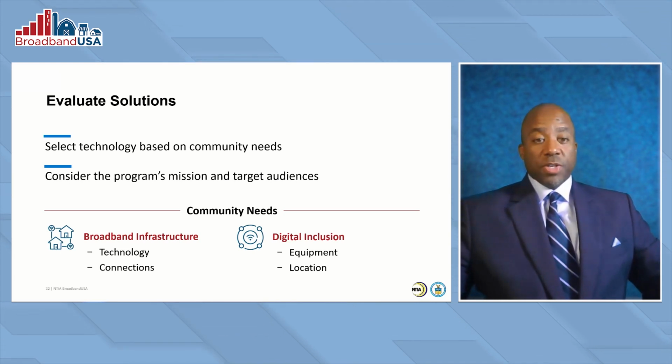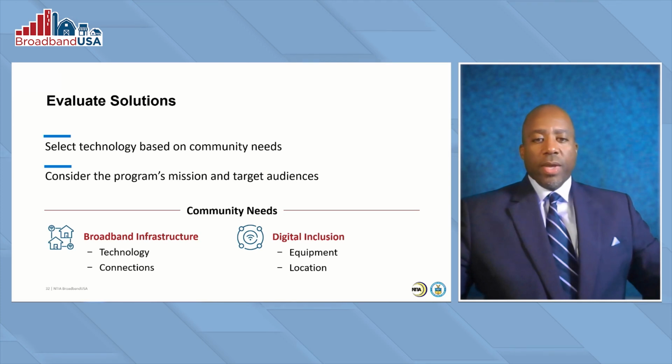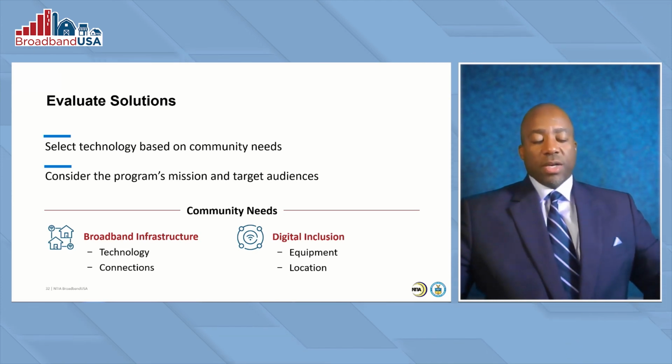If you're on the broadband infrastructure side, you really focus on the deployment technology and establishing those connections, right? Connections to last mile homes and businesses, connection to wholesale sites on your middle mile network, making sure your community anchor institutions are connected to the network. And on the digital inclusion side, it's ensuring that you have the right equipment, that equipment is at the right location, that the training is at a convenient location, that you're selecting the right location in terms of the people who need digital inclusion, access, and equity. So again, the community needs assessment is very important.